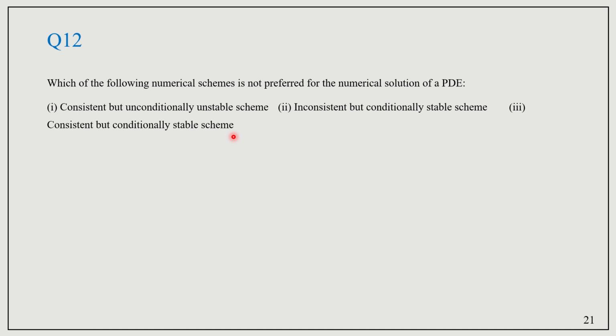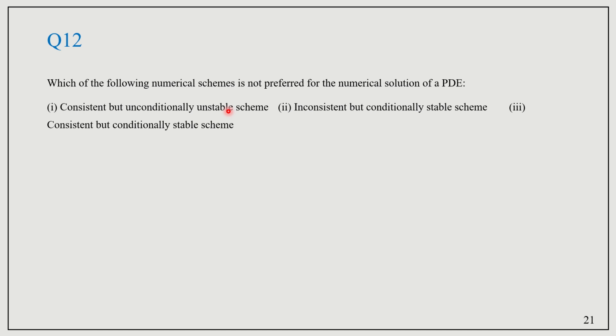First, let us identify what is preferred and what is not preferred. The first statement is stating a consistent but unconditionally unstable scheme. So this scheme is consistent but it is unstable. Would we prefer that? We would not prefer that, right?